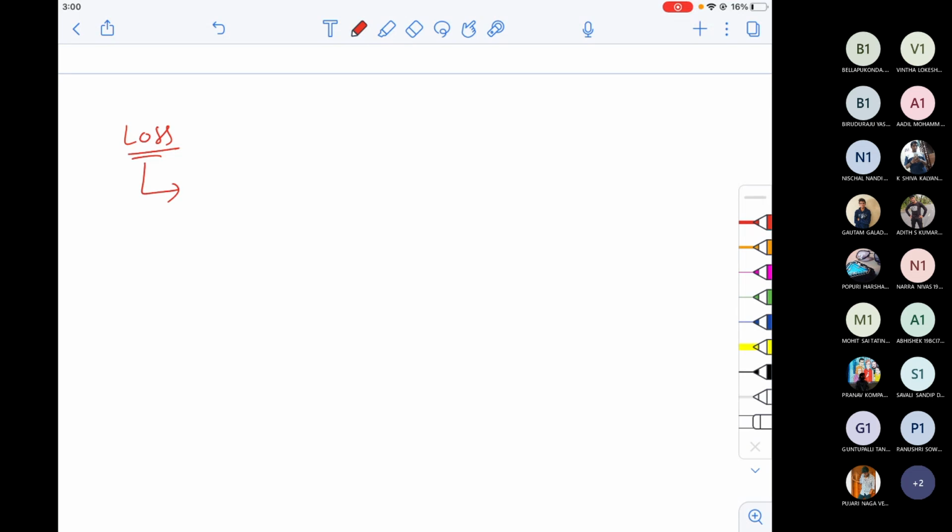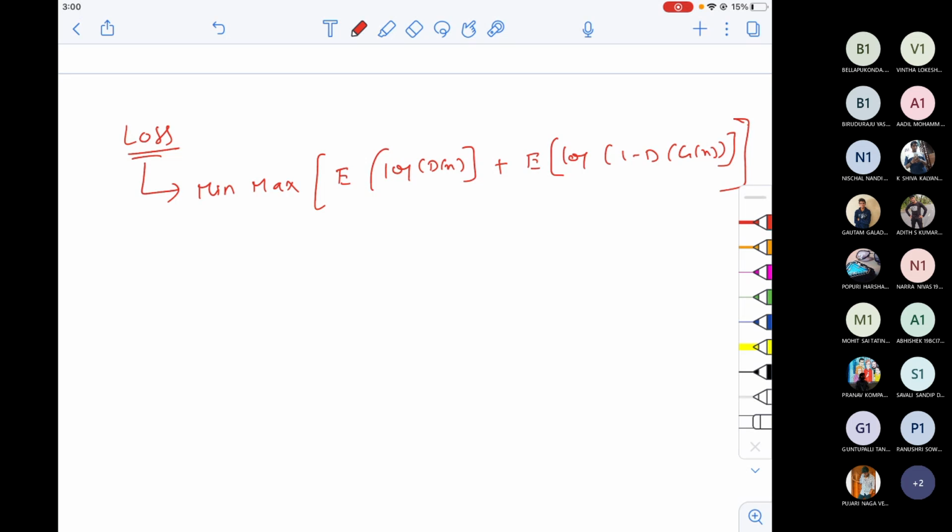See, the loss function for this is actually min max of expectation of log D of x plus expectation of log of 1 minus D of G of x. Again, this looks complicated, but this is dead simple. Even the proof that I'm going to tell is very, very interesting.